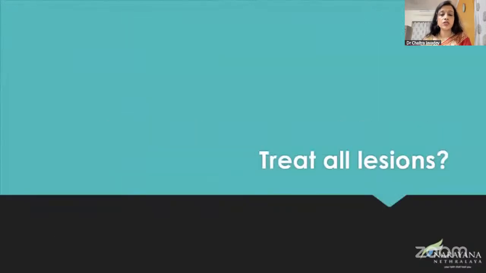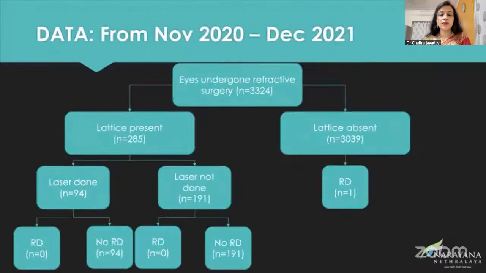So, should we treat all lesions? Let us show you some data from our institute. We've looked at patients between November 2020 to 21, eyes undergoing refractive surgery, with more than 3,000 patients. In these, only 285 patients had lattice degeneration, of which laser was done only in 94, and most of them did not receive laser barrage therapy. And if you'll notice there, none of these patients had retinal detachment. In fact, a patient who did not have a lattice degeneration developed a retinal detachment. So, is it an overkill barraging all patients?